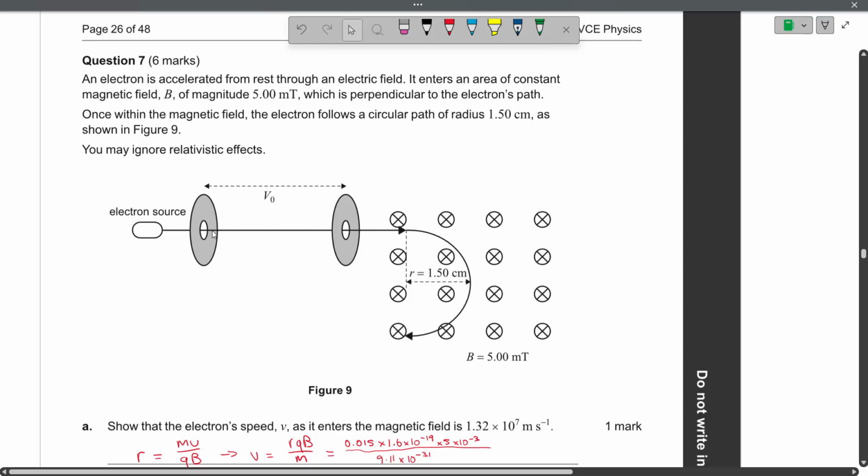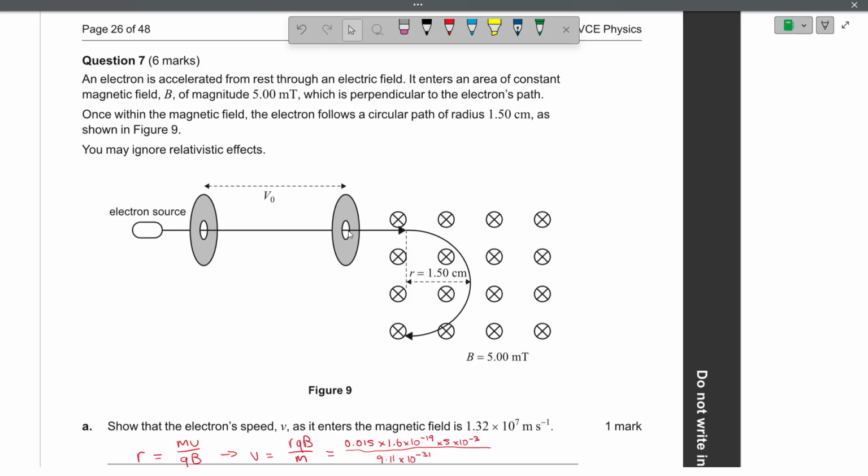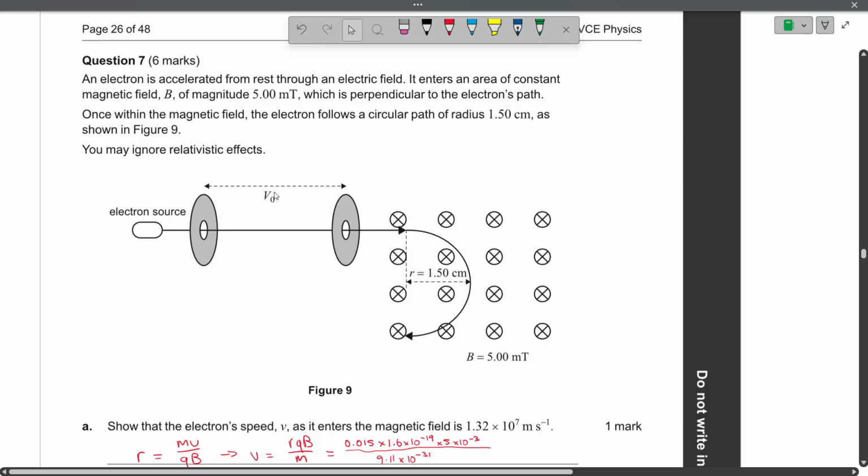And by the end of this journey, when they go from this opening to this opening, they will have gained speed, therefore they will have gained some kinetic energy. The question is, is there a way for us to work out how much energy is gained given a voltage? And the answer is yes.